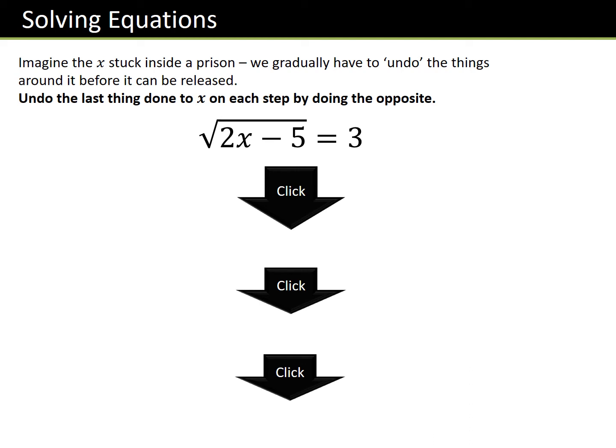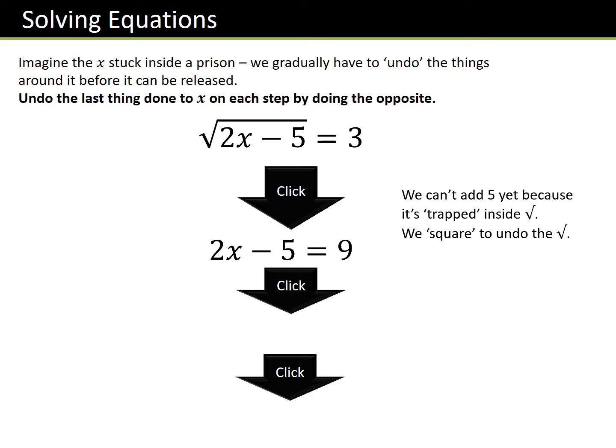So when you come to solving equations, you need to imagine the x is stuck inside a prison and we gradually have to undo things around it before it can be released. So you undo the last thing done to the x on each step by doing the opposite. So if we've got the square root of 2x minus 5 is 3, then we can't add 5 because it's trapped inside the square root, but we can square to get rid of the square root. If I square, I have to square both sides. Now I can add 5 to both sides, which effectively loses that 5, and then I can divide by 2.